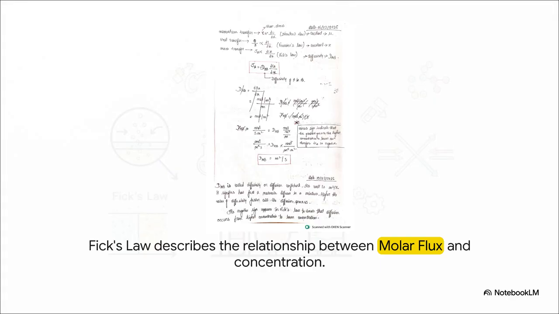And here's the really cool part. That speed isn't just random. It's predictable, thanks to a wonderfully simple rule called Fick's law. All it really says is that the bigger the difference in concentration, the steeper the molecular hill, the faster the molecules are going to rush downhill to even things out.